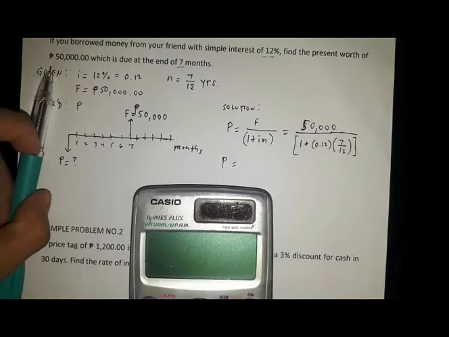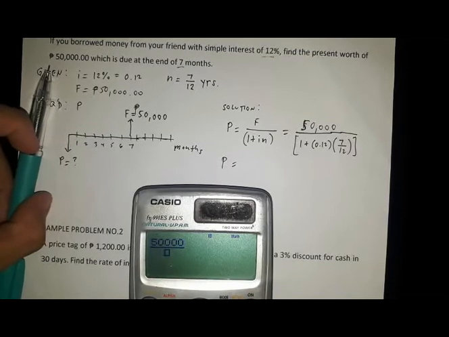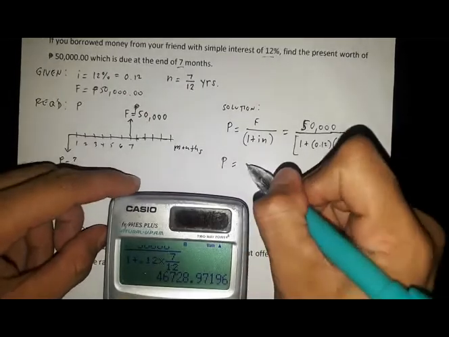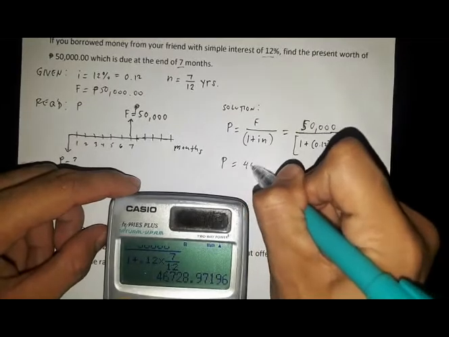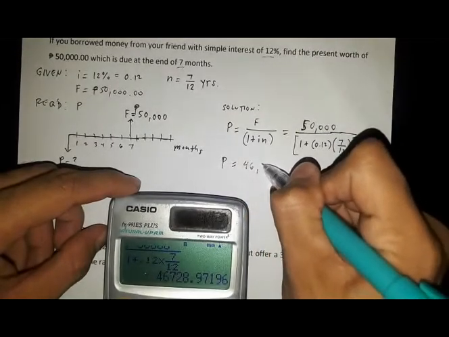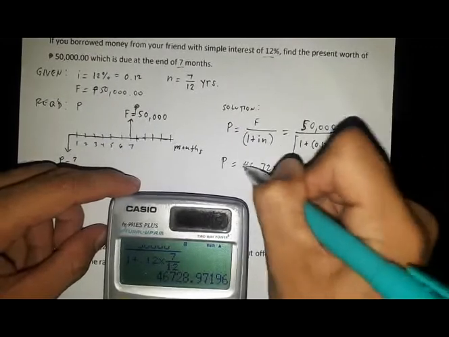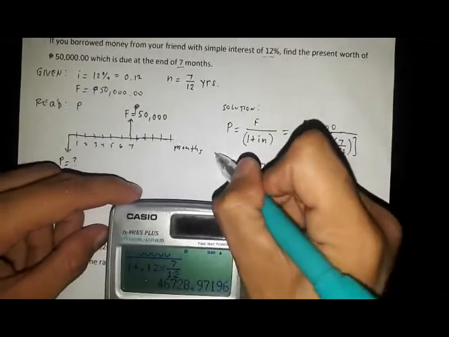We have P of 50,000 divided by 1 plus i times n. Now we have a present worth of 46,728.97 pesos.